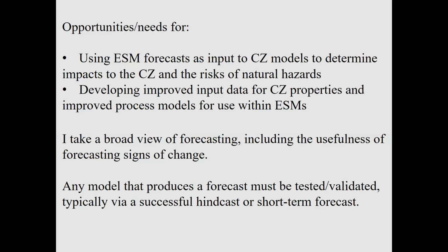Or you can do a short-term forecast. You can forecast something for the next few years and then test that forecast in real time. So those are the kinds of things. A successful hindcast is a necessary condition for any type of forecast. And so that might be a point of discussion later: what should those hindcasts look like, and how many models do we really have that can do that at the present time.